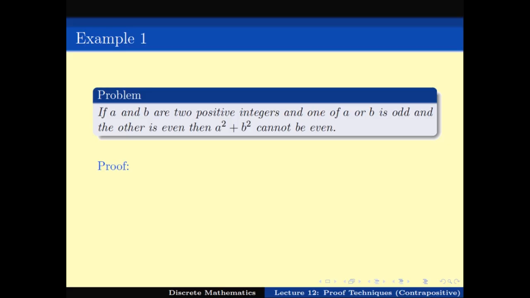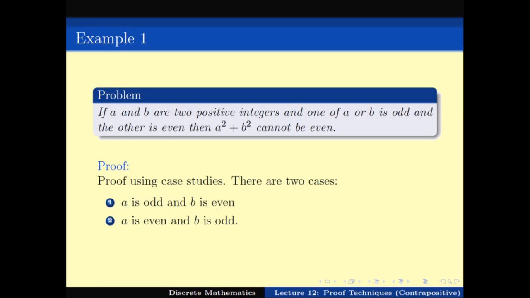Now to prove this, we have to do case studies, and it is pretty simple. The first case is A is odd, B is even, and the second case is A is even, B is odd. It's clear that these are the two cases. You can apply these two cases and prove this statement. I leave the rest of the proof for you to complete at your leisure, so complete the proof by yourself. The main thing to notice is that by applying the contrapositive rule, we could easily convert this problem into something quite simple.